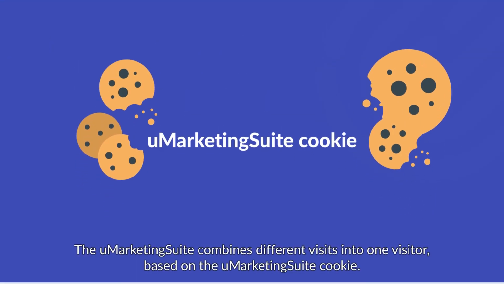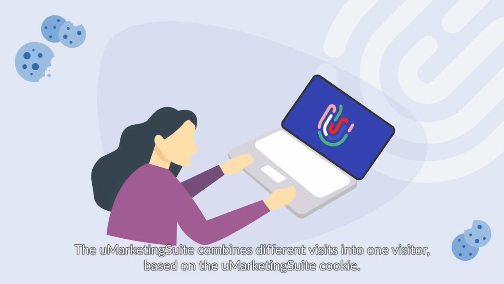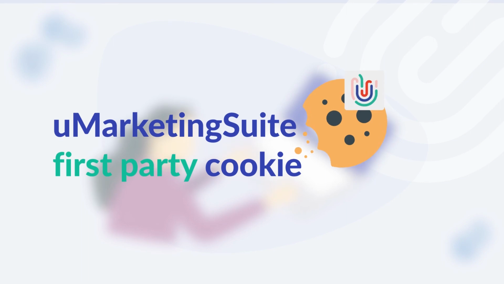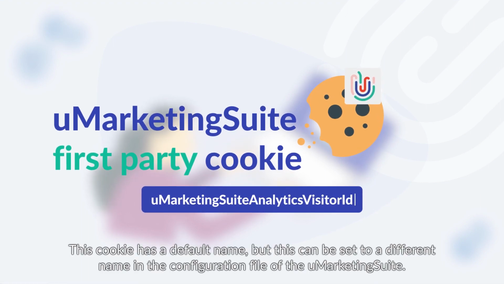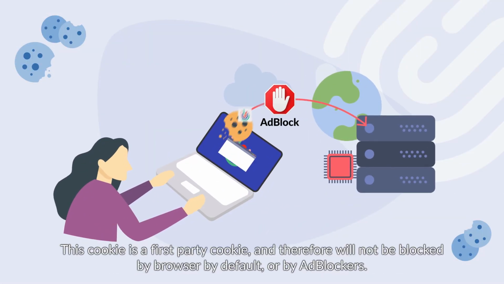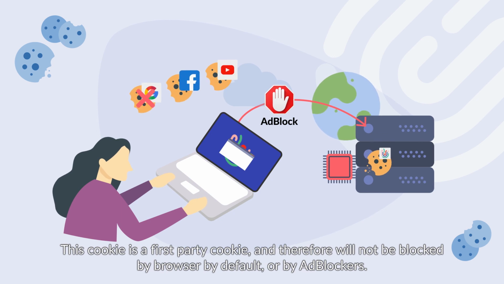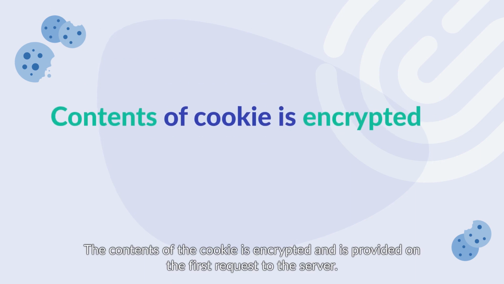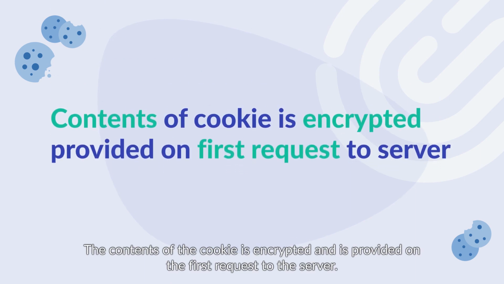The uMarketingSuite combines different visits into one visitor, based on the uMarketingSuite cookie. This cookie has a default name, but can also be set to a different name in the configuration file of the uMarketingSuite. This cookie is a first-party cookie and therefore will not be blocked by browsers by default or by ad blockers. The content of the cookie is encrypted and is provided on the first request to the server.